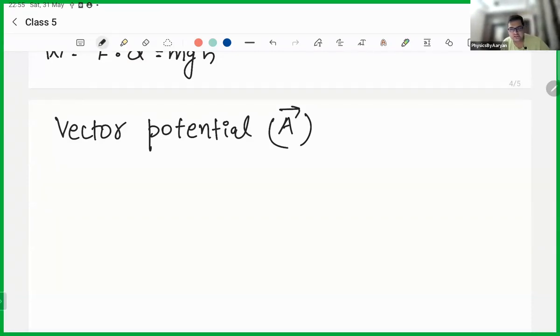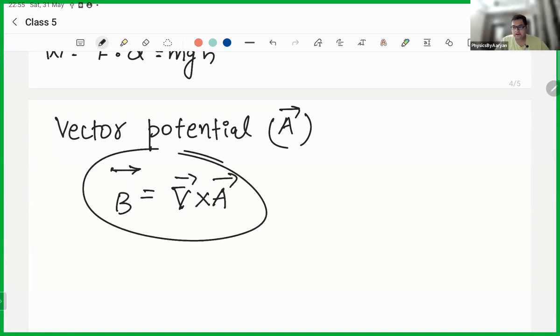Can anyone tell me what is the definition of A vector? What is the relation between A vector and B vector? So B is equal to, oh, is it reversed? B is equal to del cross A, right? Yeah. Okay. So we define that. So B vector is equal to del cross A.